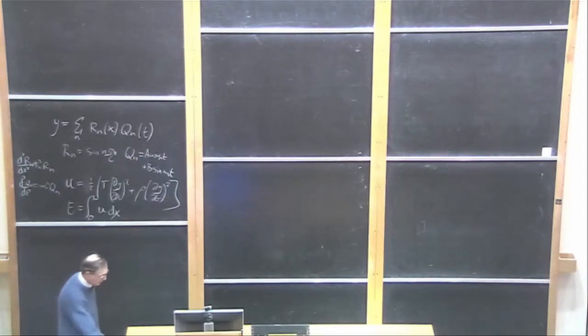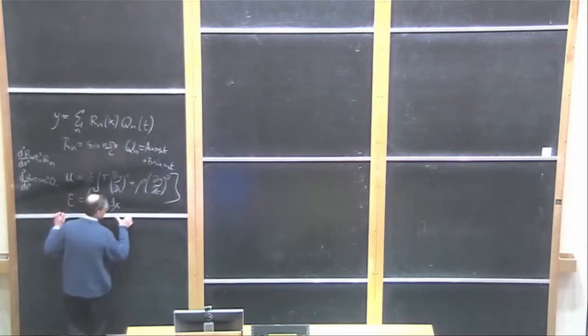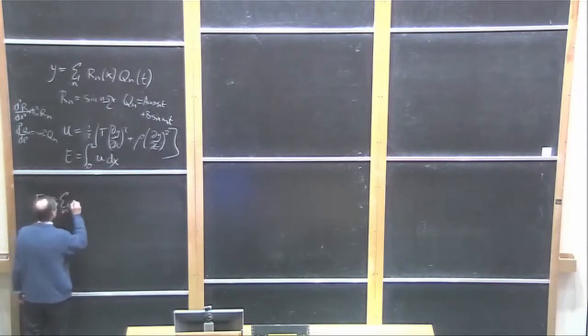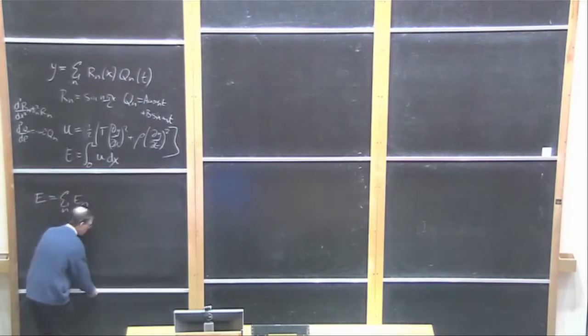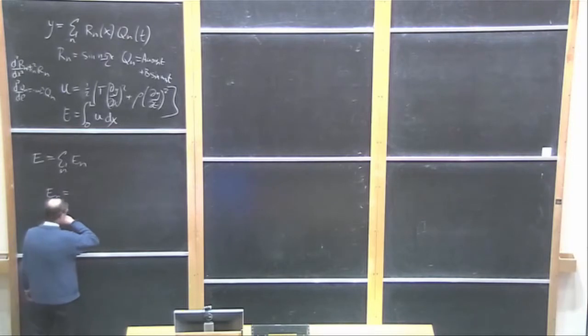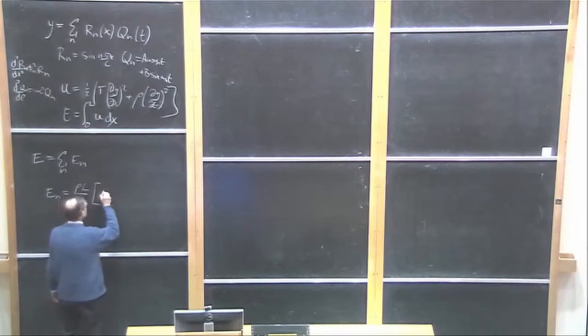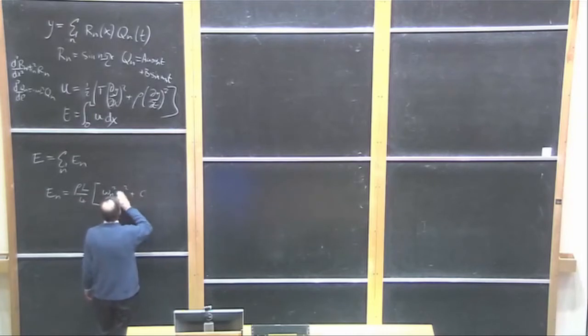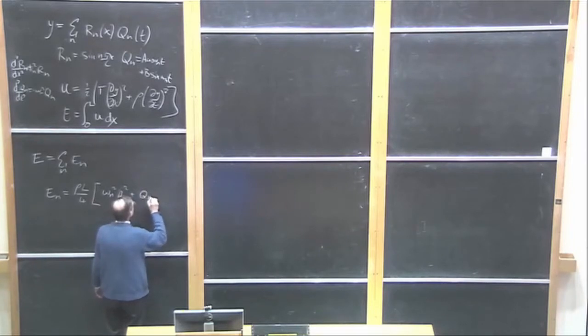And at that point, the dawn broke, the sun came up, it all simplified beautifully, and we arrived at the end of the lecture at E equals sigma over n of En. In other words, the sum over modal energies, where the modal energy En we found was rho L over 4 multiplied by omega n squared Rn squared plus Qn squared plus (dQn by dt) squared.